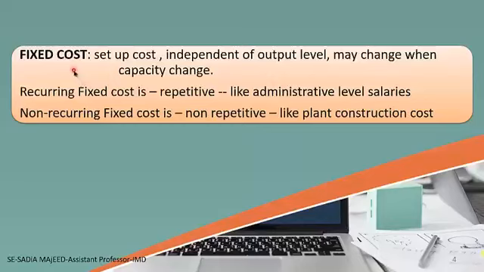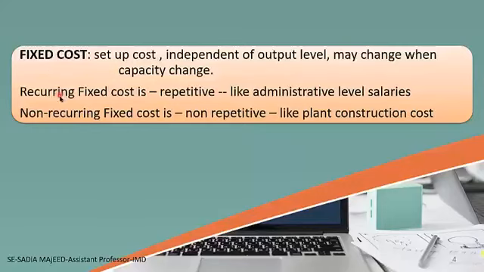This fixed cost may change when you change the capacity of your factory. For example, you want to double the capacity of your factory. Then you have to install new machineries, you have to construct a new structure. In that case, fixed cost will change. Otherwise, within the capacity, if you just change the output level, that means number of the units you are producing, the fixed cost will not change.